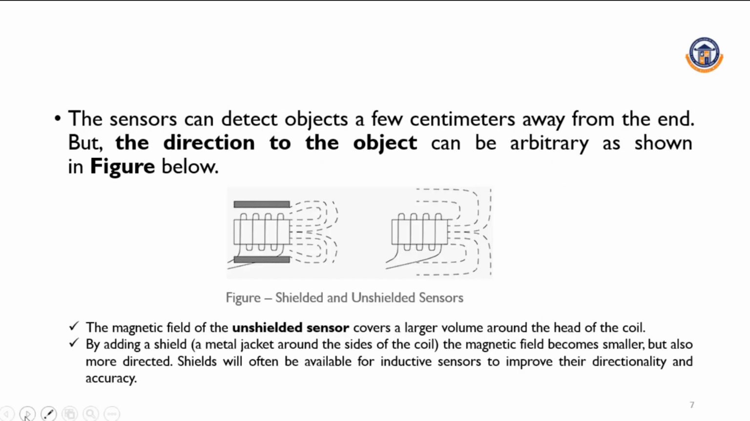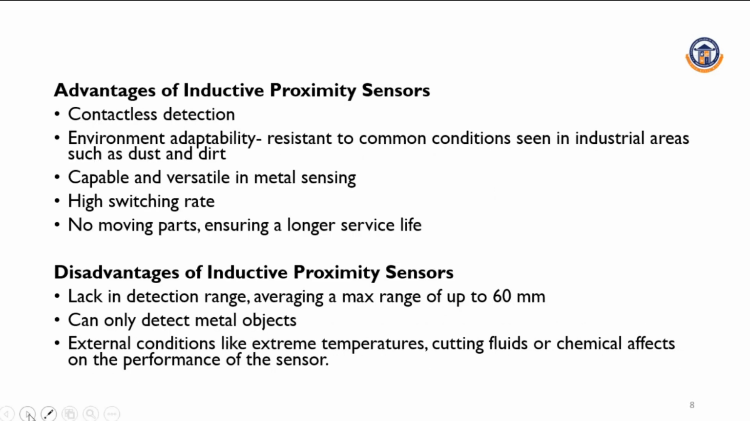Another main thing is that it is focused towards the object by using the shield sensor. Suppose there is no shield outside that coil, then the magnetic field will be spread out. So if there are unshielded sensors, it will not focus towards that object. If we need to focus towards that metal object, we will go with the shielded sensors. Let's see the advantages and disadvantages right now.